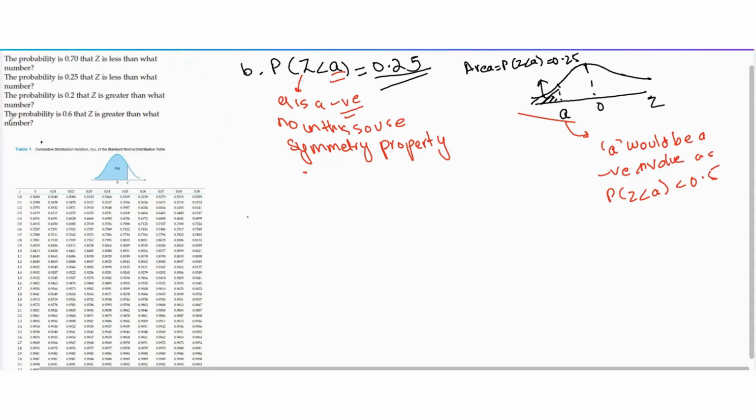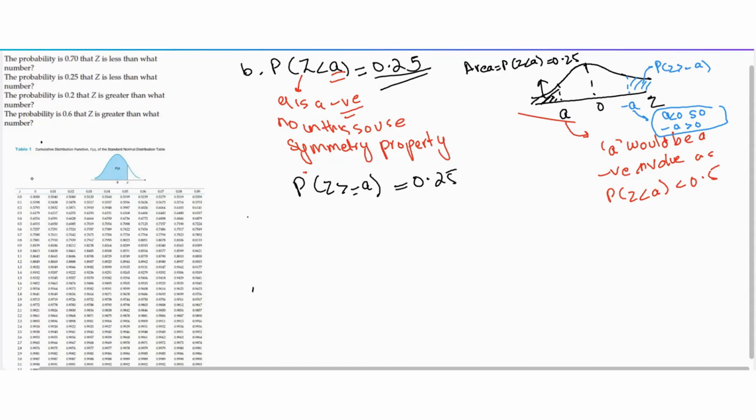So by the symmetry property, probability z is less than a is 0.25, and this is the same as probability z is greater than minus a. Here, keep in mind a is less than 0, so minus a is greater than 0. So minus a is a positive value. By the symmetry property, probability z less than a is the same as probability z greater than minus a, which is 0.25. Now minus a is a positive value.